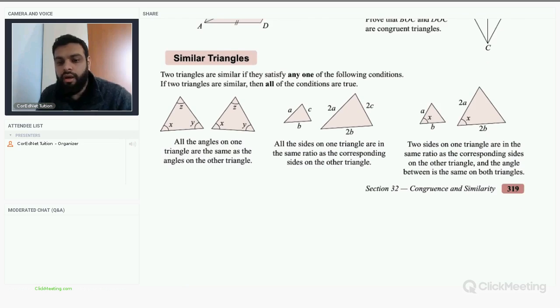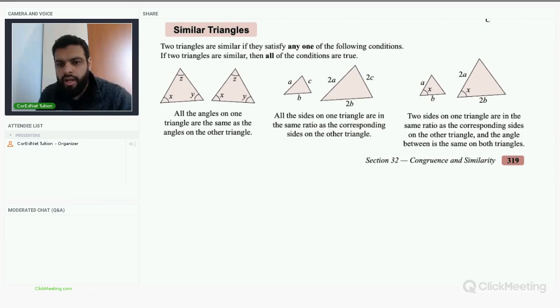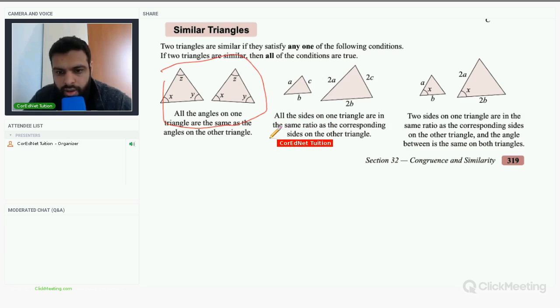How you do that. Okay, so we don't need to spend too much time. We're not going to look at exercise 2. Let's look at similar triangles. This is a very common exam question or topic, similar triangles. It says two triangles are similar if they satisfy any one of the following conditions. If two triangles are similar, then all the conditions are true. So for example, in this particular case here, all the angles on the triangle are the same. So if they're the same, then these two triangles are similar.